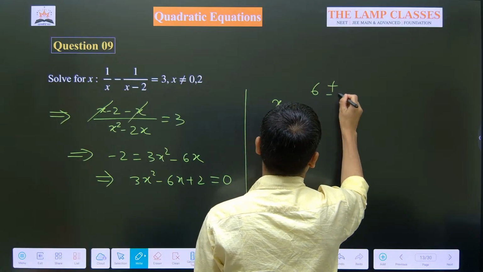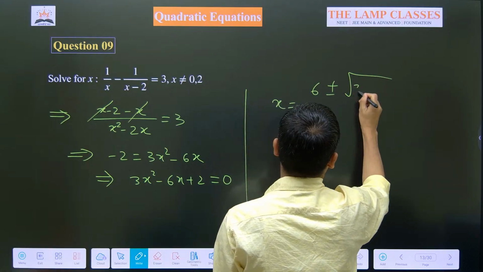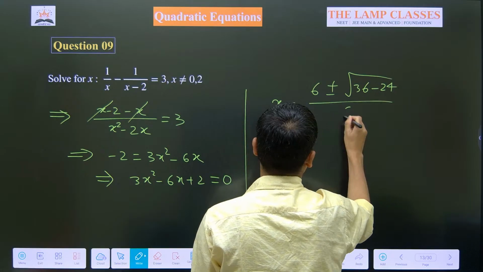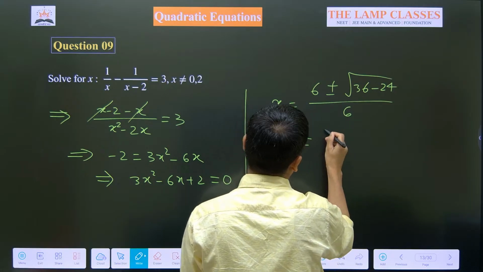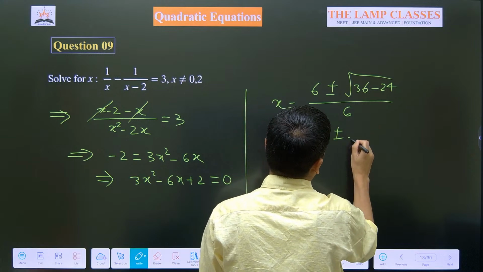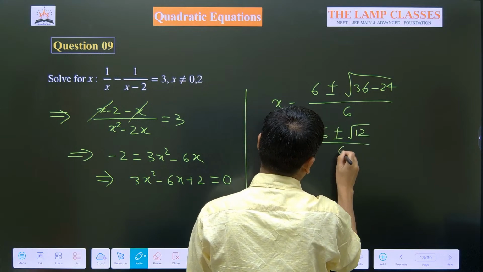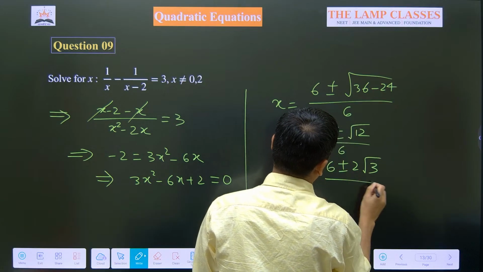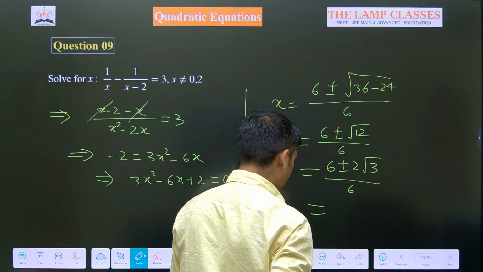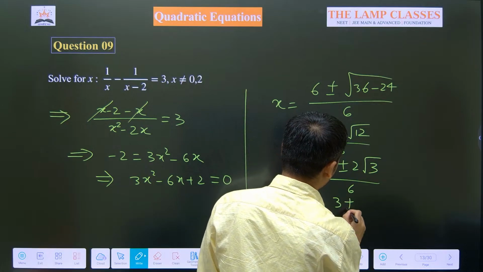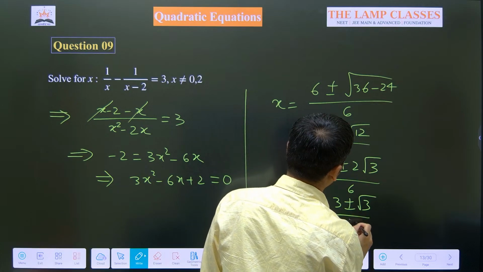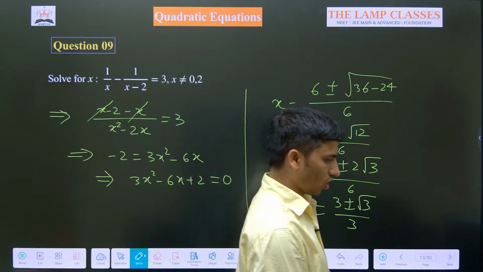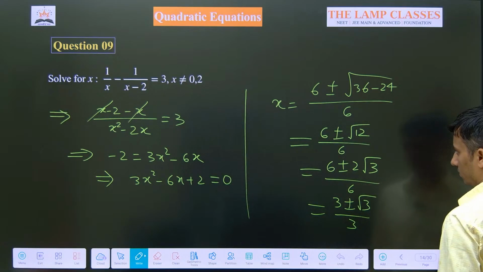6 plus minus root under b square, 36 minus 24, upon 6. Cancel the common terms. 2 is common here, so 3 plus minus root 3 upon 3. That's the answer, guys. I hope you have got it. Now you can try the next question.